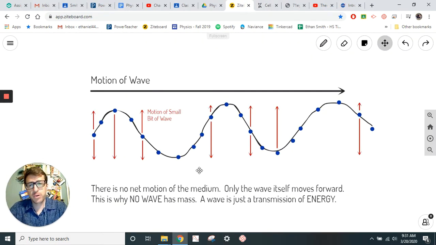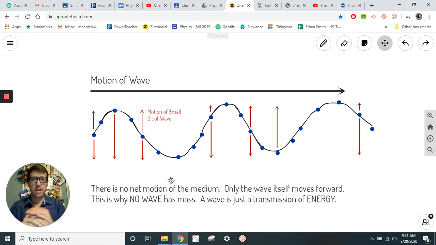That's how a wave moves. And the key thing is that there's no net motion of the medium. Every piece of that medium that the wave travels through starts at one point, goes up, and then comes back down. It starts and finishes at the same point, so there's no net motion. But the wave itself moves forward.